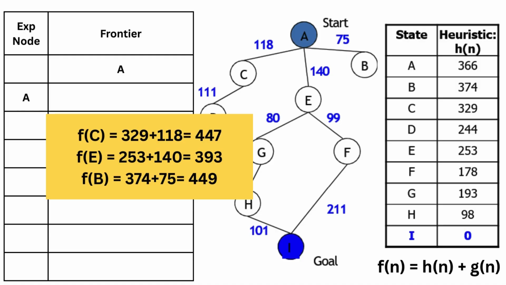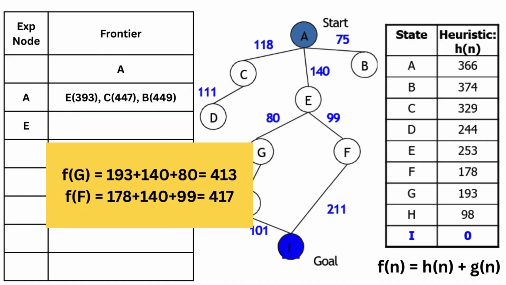Now we will insert these nodes into the frontier in order of priority. So the least cost nodes will come first. The least cost node here is E with the cost of 393. The second node would be C with the cost of 447 and the last node would be B with the cost of 449. Next we will dequeue the node with the least cost, that is E in our case.